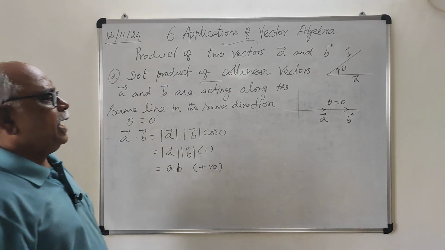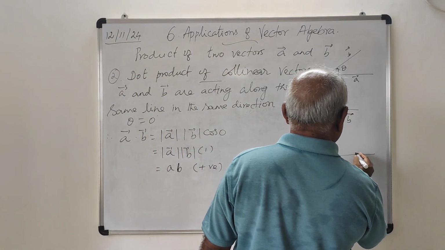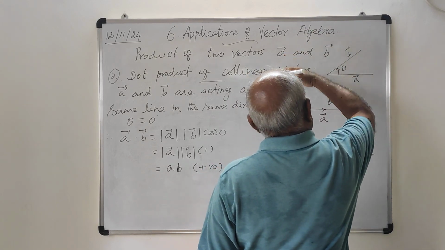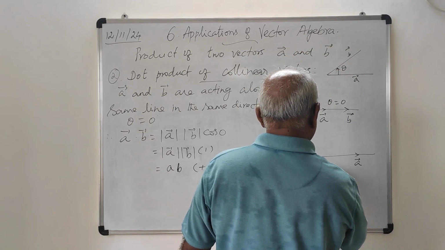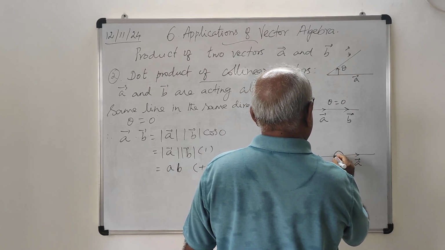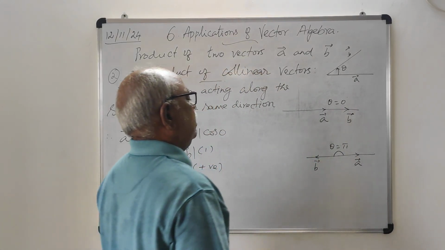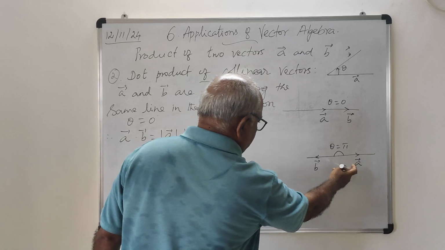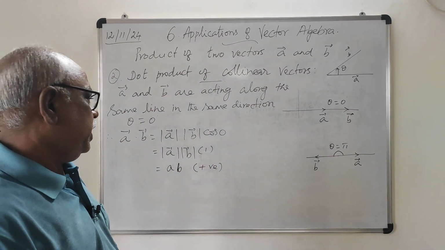Suppose A and B are acting along the opposite direction. See, this is your vector A, and this vector B describes 180 degree and is acting along the opposite direction. This is your theta. So B acting along the opposite direction of A describes theta is pi, that is 180 degree.